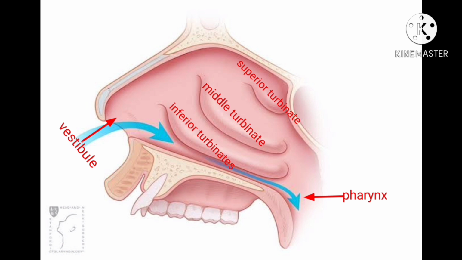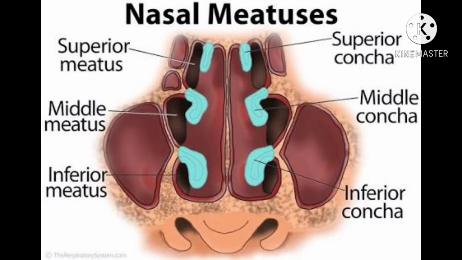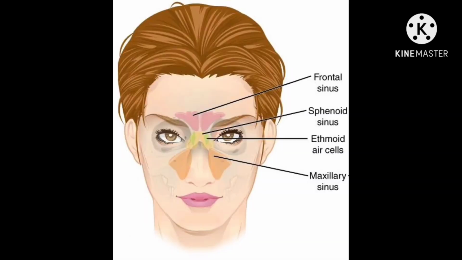There are curving bony structures covered by a highly vascular mucous membrane. There are superior turbinate, middle turbinate and inferior turbinate. Below each turbinate is a groove or meatus, each named according to the turbinate above it. Nasolacrimal tract drains into the inferior meatus. Paranasal sinuses drain into the middle meatus.